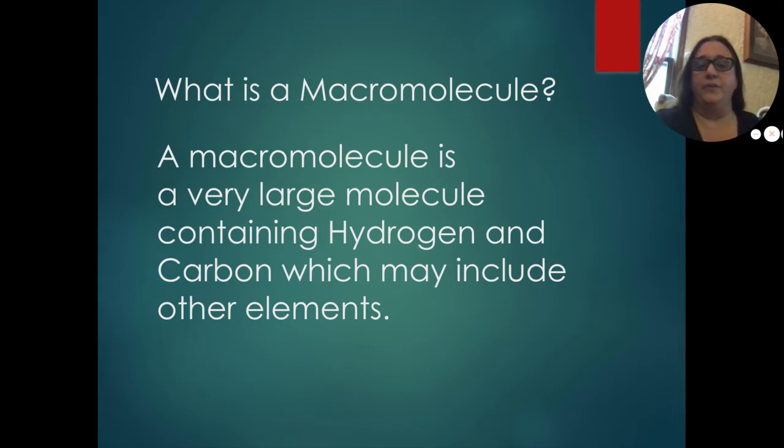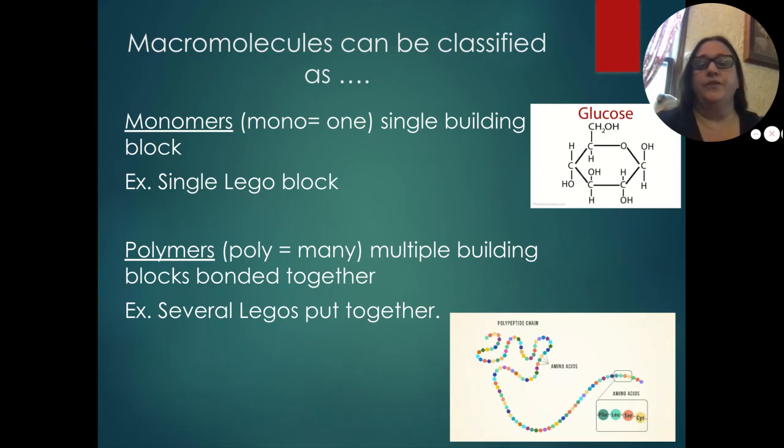So when we talk about macromolecules, we're talking about very large molecules that contain hydrogen, carbon, and sometimes oxygen, nitrogen, phosphorus, and sulfur. So there's 2 basic kinds of macromolecules that we'll discuss. There's the monomers, which are the single building blocks, like one little piece, like a Lego. And then there's polymers. And a polymer is many monomers put together. So it's a bunch of those little building blocks that are bonded together to make something bigger.